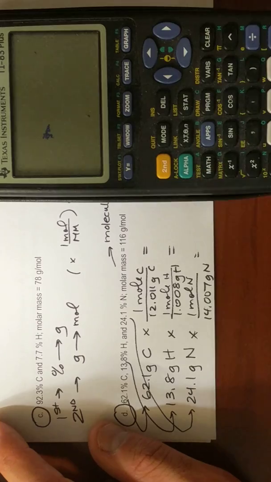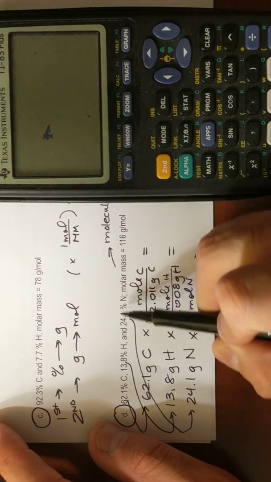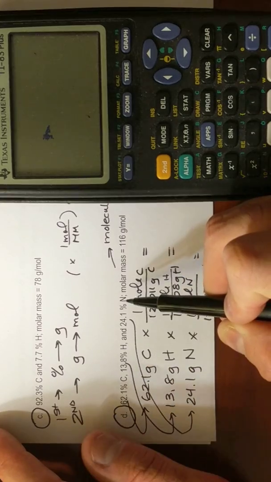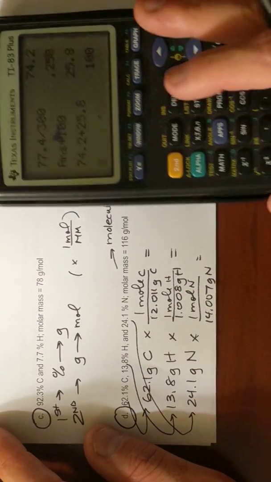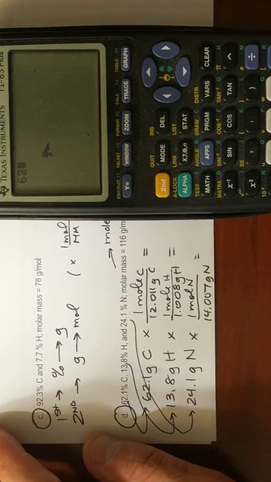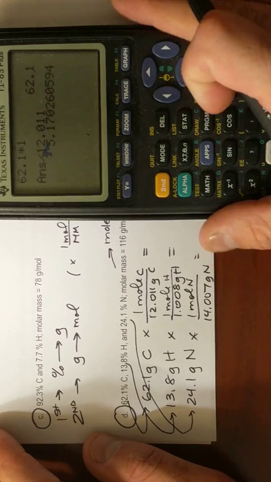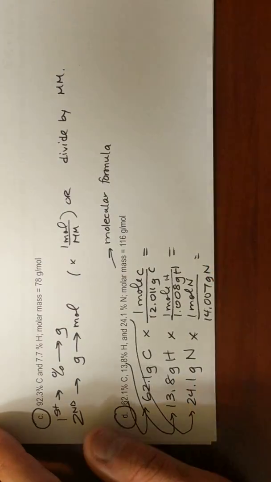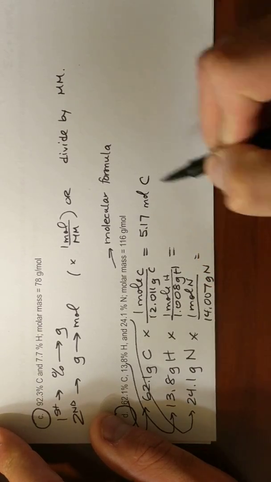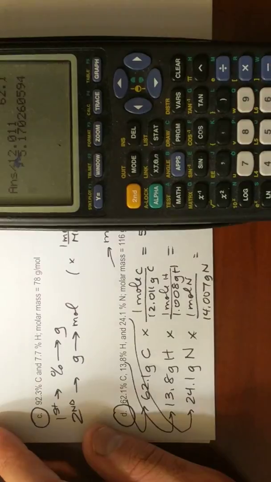So remember, I keep on repeating this. You multiply by the top, divide by the bottom. So you multiply by the numerator and divide by the denominator. I'm going to do that just so you get in the habit of it, just in case our top number is not always 1. So 62.1 times 1, and then divided by 12.011, and I get 5.17. Sorry if you can't see that. 5.17 moles of carbon.